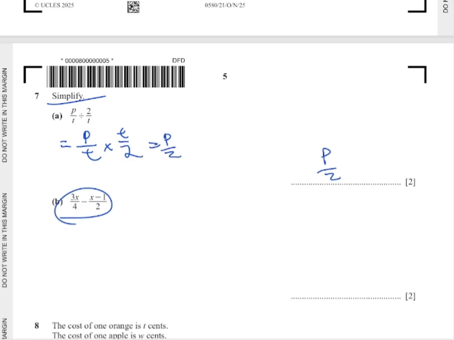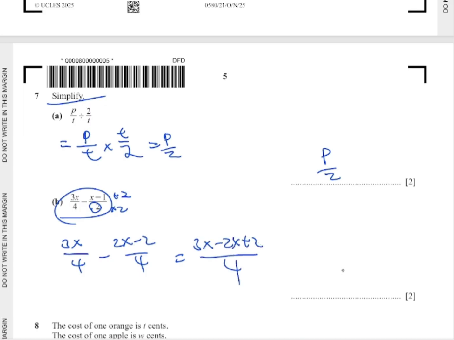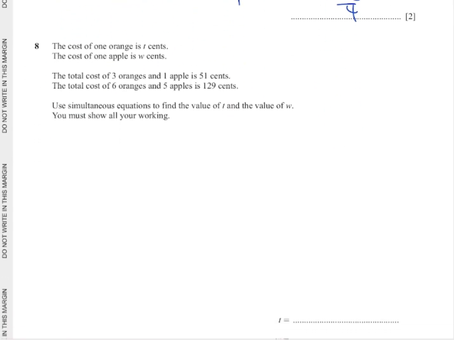Now here, subtraction. So we need to form the common denominator, which is times 2 for the left side, gives us 3x over 4 minus 2x minus 2 over 4, gives us 3x minus 2x plus 2 over 4, which is x plus 2 over 4.